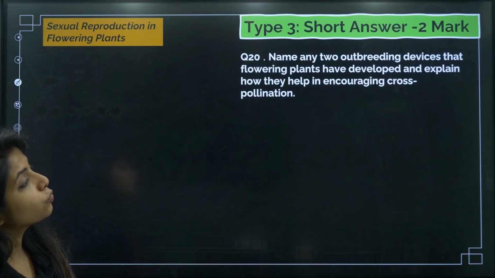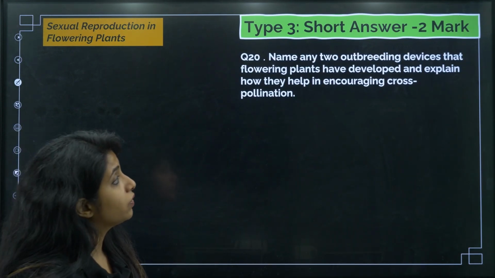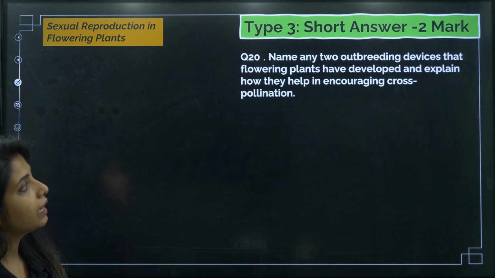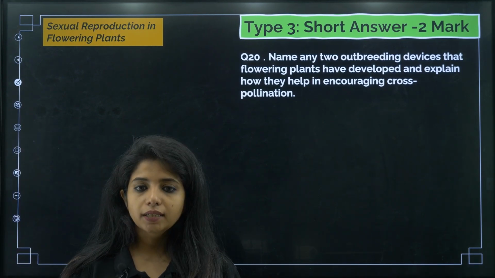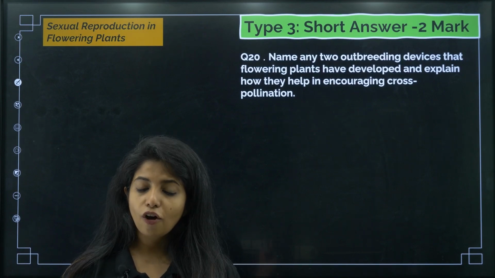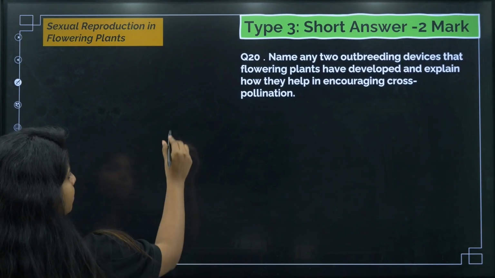Now, name any 2 outbreeding devices that flowering plants have developed and explain how they help in encouraging cross-pollination. So, outbreeding devices, as in the plants are tired of inbreeding. What do you mean by inbreeding?